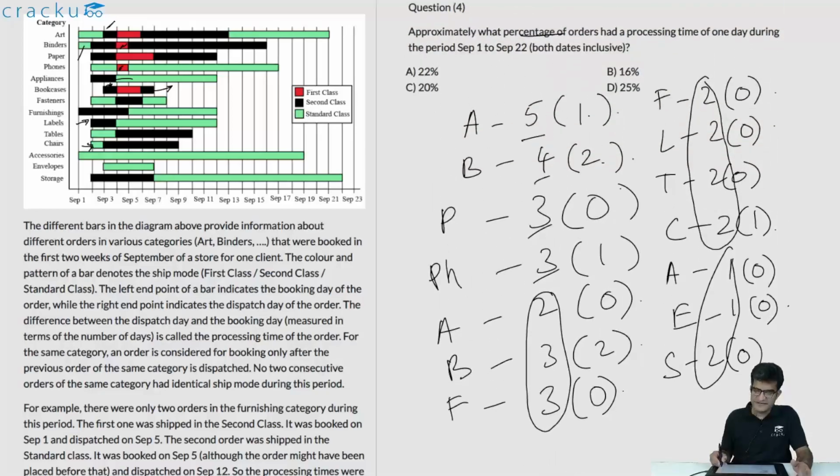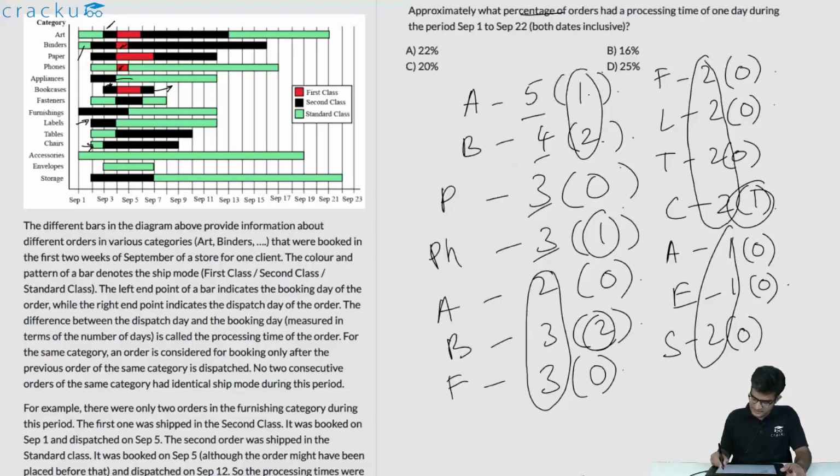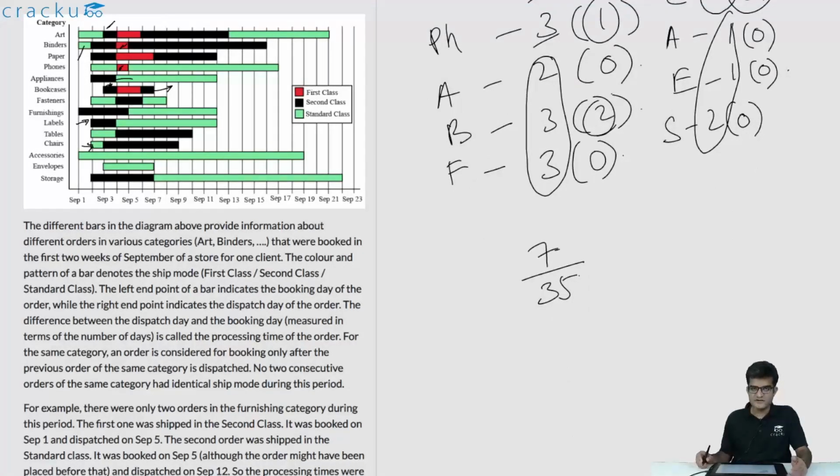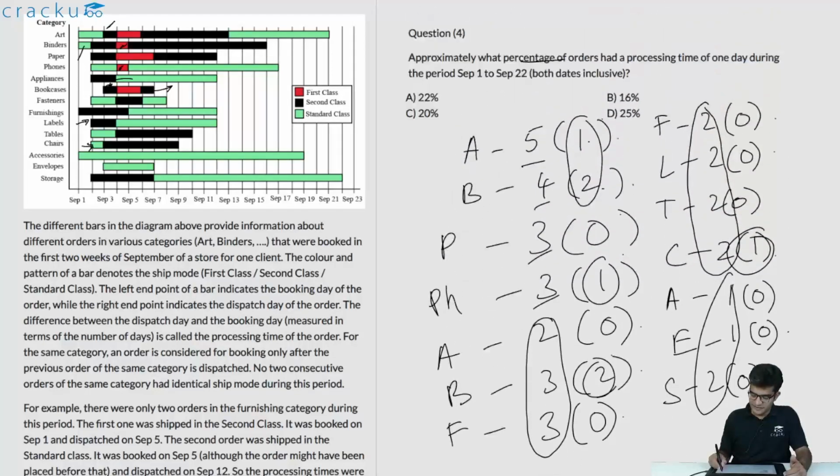And the number of orders with exactly 1 day processing time will be 1 plus 2, 3, 4, 6 and 7. So the percentage will be 7 by 35, which is equal to 1 by 5. If you are converting it to percentage, it will be 20%. So the correct answer is option C.